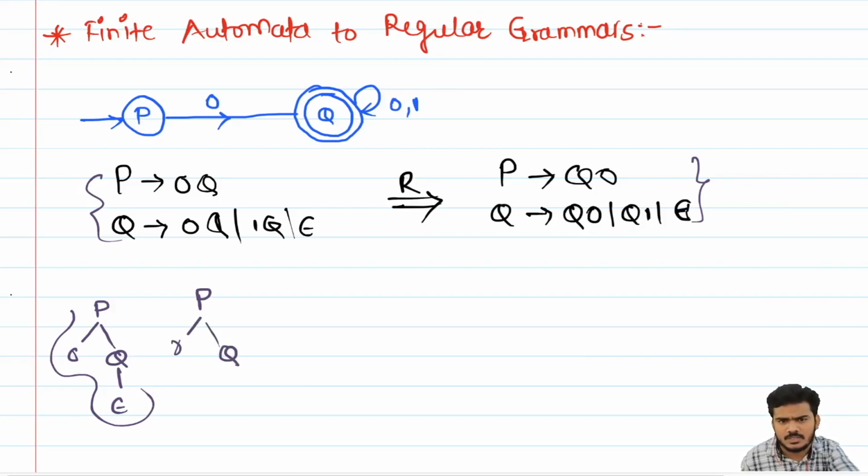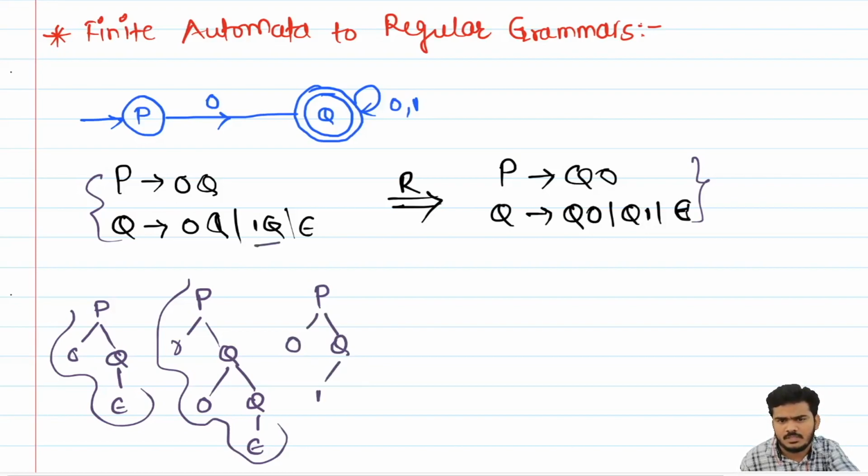Then Q produces 0Q and finally I am using that epsilon. Okay, in this situation also what is happening, 0 0 is coming. Then again I will take one more example, that is P produces 0Q and Q produces, now I will take this one, 1Q, and finally Q produces epsilon. So what I am getting is 0 1. So basically we understood that every time we are going to get 0. At every production we are getting 0.